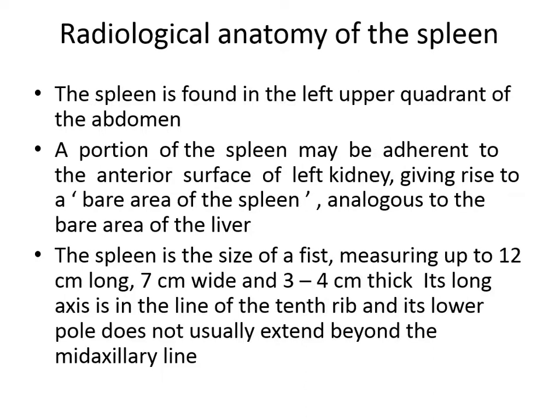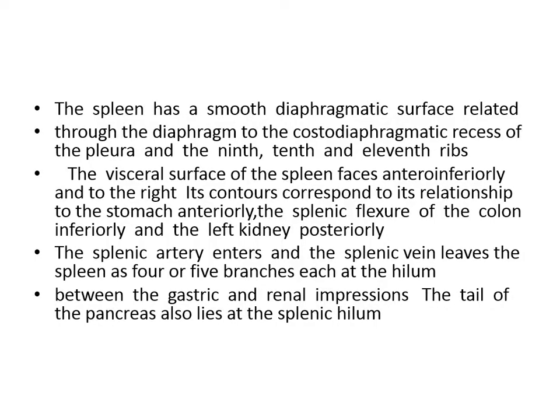The spleen is the size of a fist, measuring up to 12 centimeters long, 7 cm wide, and 3 to 4 cm thick. Its long axis is in the line of the 10th rib, and its lower pole does not usually extend beyond the mid-axillary line. The spleen has a smooth diaphragmatic surface related through the diaphragm to the costodiaphragmatic recesses of the pleura and the 9th, 10th, and 11th ribs.